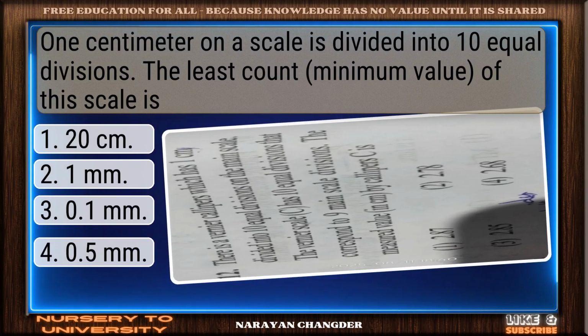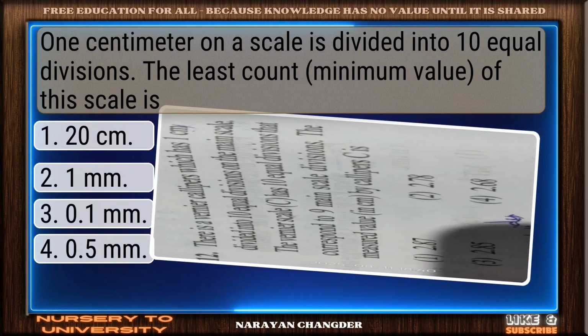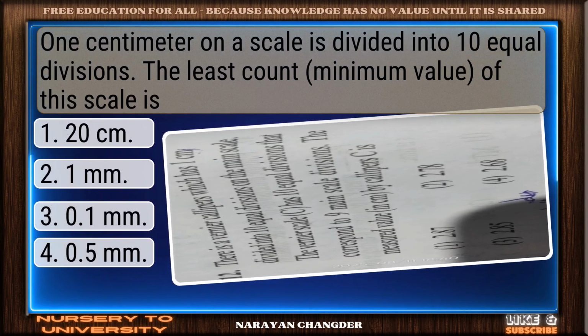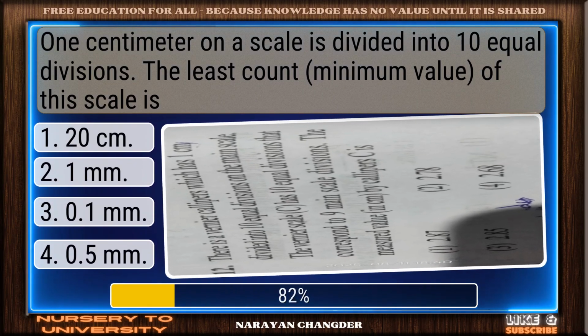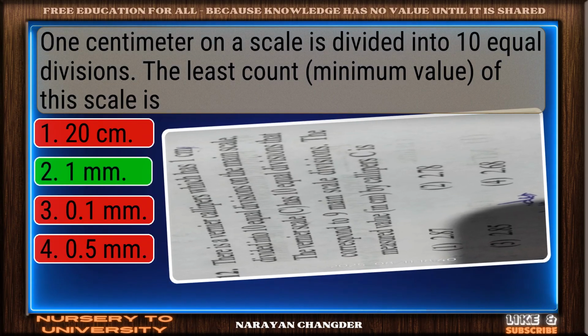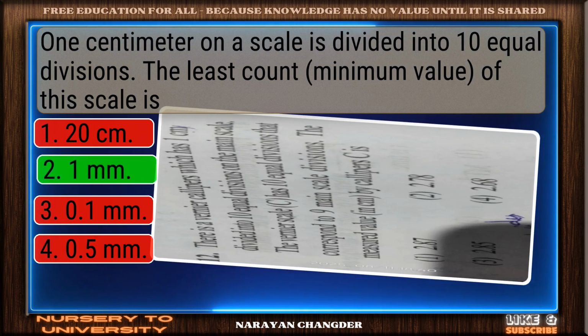1 centimeter on a scale is divided into 10 equal divisions. The least count of this scale is. Right choice. 1 mm is the best answer.